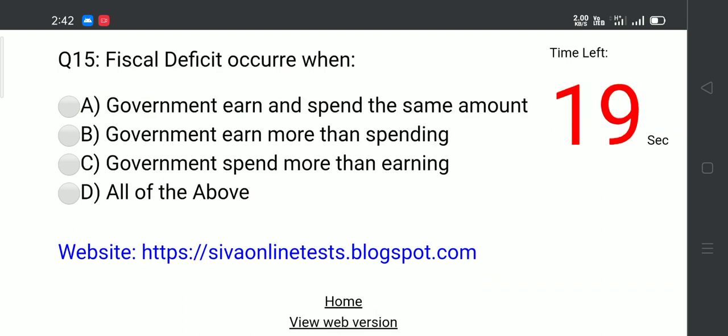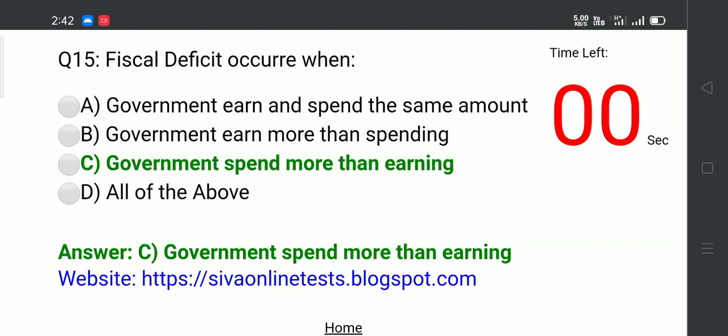Question 15. Fiscal deficit occurs when? Options. A. Government earns and spends the same amount. B. Government earns more than spending. C. Government spends more than earning. D. All of the above. Answer. C. Government spends more than earning.